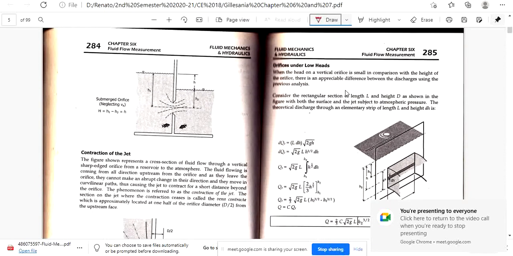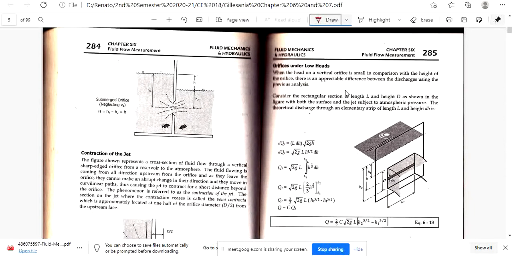So, submerged orifice, there's a difference between the head, upstream and downstream. So, the difference of the head will be the H that you use. So, your capital H is equal to H sub 1 minus H sub 2.